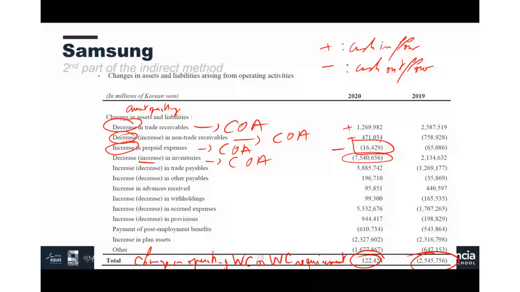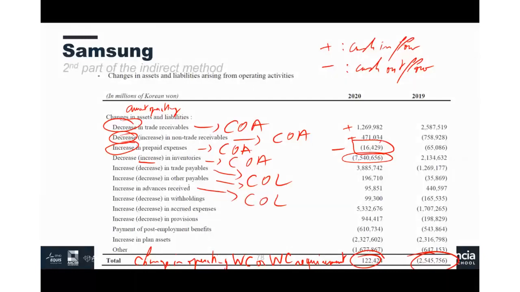Trade payables, other payables, current operating liabilities. Advance received, current operating liabilities. The customer paid in advance, something is due to the customers. Increase in, and the rest, accrued expenses, current operating liabilities.